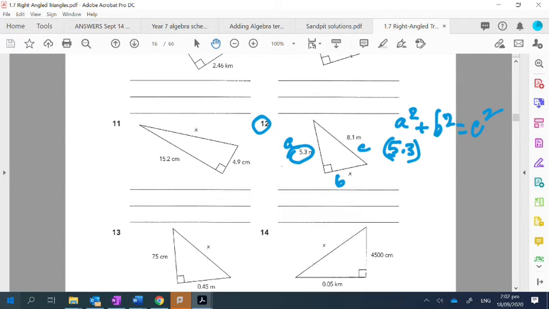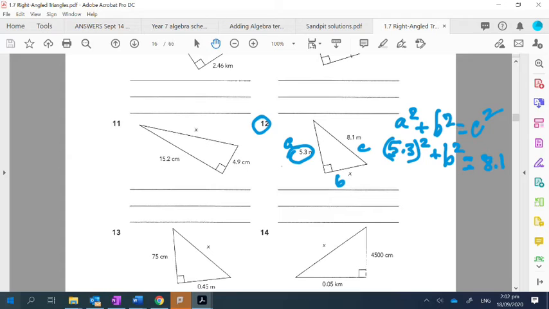So A is 5.3. Remember, it's always quantity squared plus B squared, because B, we don't know the number. You can call it X if you want to. Equals, our C is 8.1, right? Can you see that in the gray? Okay. Then, of course, you're going to need your calculator.